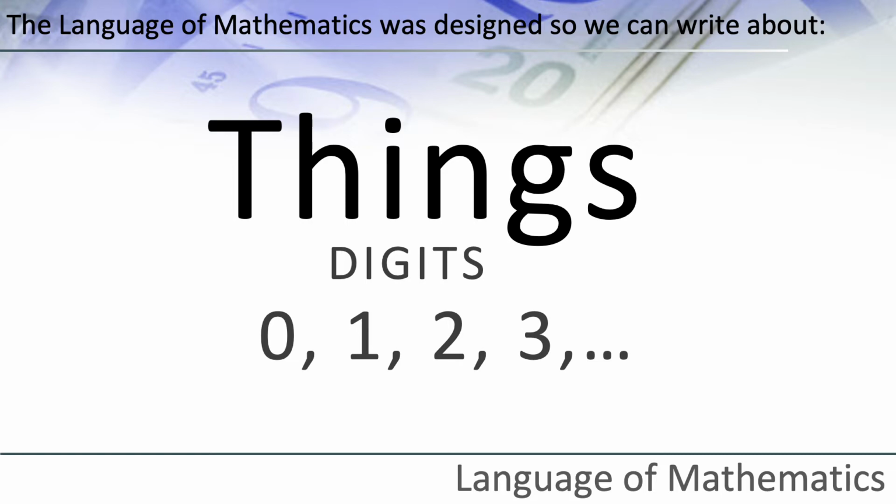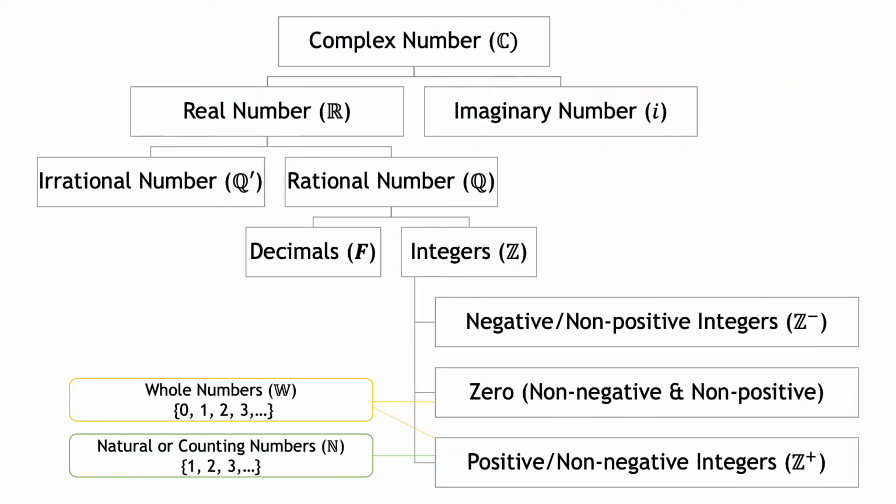So, to start with, in understanding the language of mathematics, we should understand the families of these numbers. Let us have this number system. We have the complex numbers represented by C, which is divided into real numbers and imaginary numbers. The real numbers are further divided into two categories, the irrational numbers and rational numbers.